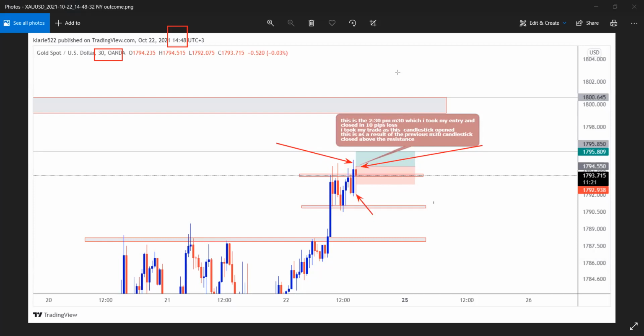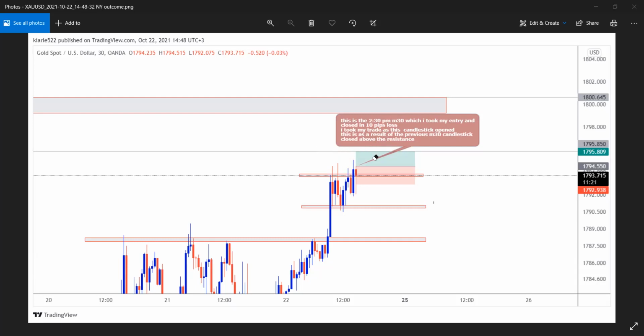But I remember on the 1 hour, price was in a resistance. So this is at 2:30 p.m. where I took entries and closed in 10 pips loss. I took my trend as this candlestick opened. This is a result of the previous candlestick closing above the resistance. This is a situation where not all the time your analysis will pay off. This M30 closed above the resistance, and I anticipated for price to continue in a bullish trend.